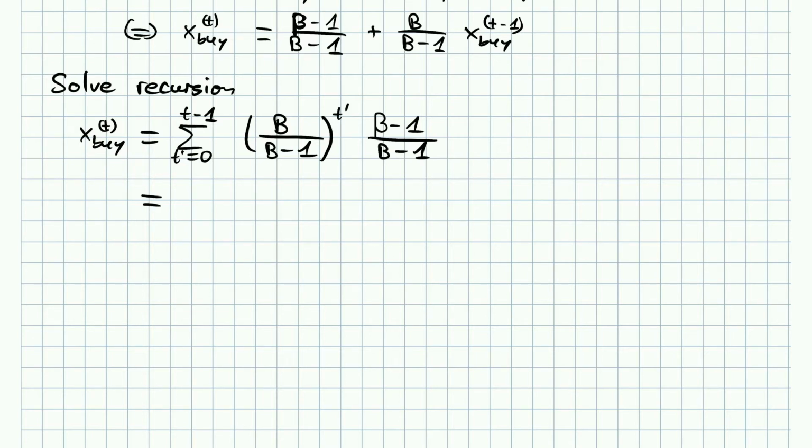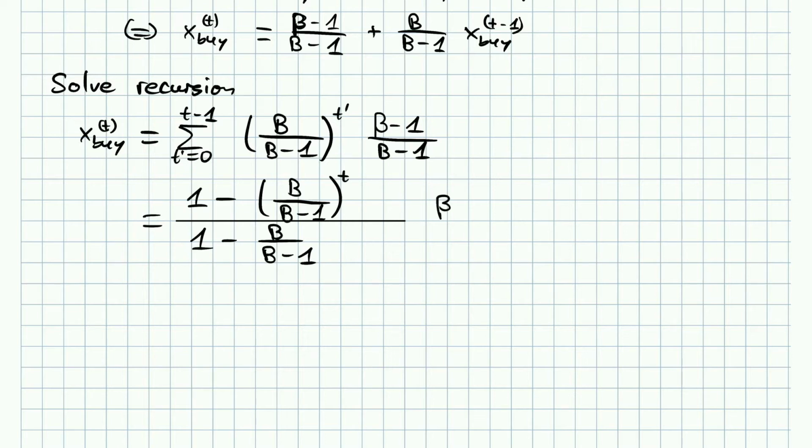And now you can solve this, because this here is just a geometric sum, so we can just use the formula for this. So this is 1 minus b over b minus 1 to the power of t divided by 1 minus b over b minus 1, and all of this we multiply still by beta minus 1 divided by b minus 1. And this is now exactly equal to beta minus 1 times 1 minus b over b minus 1 to the power of t.